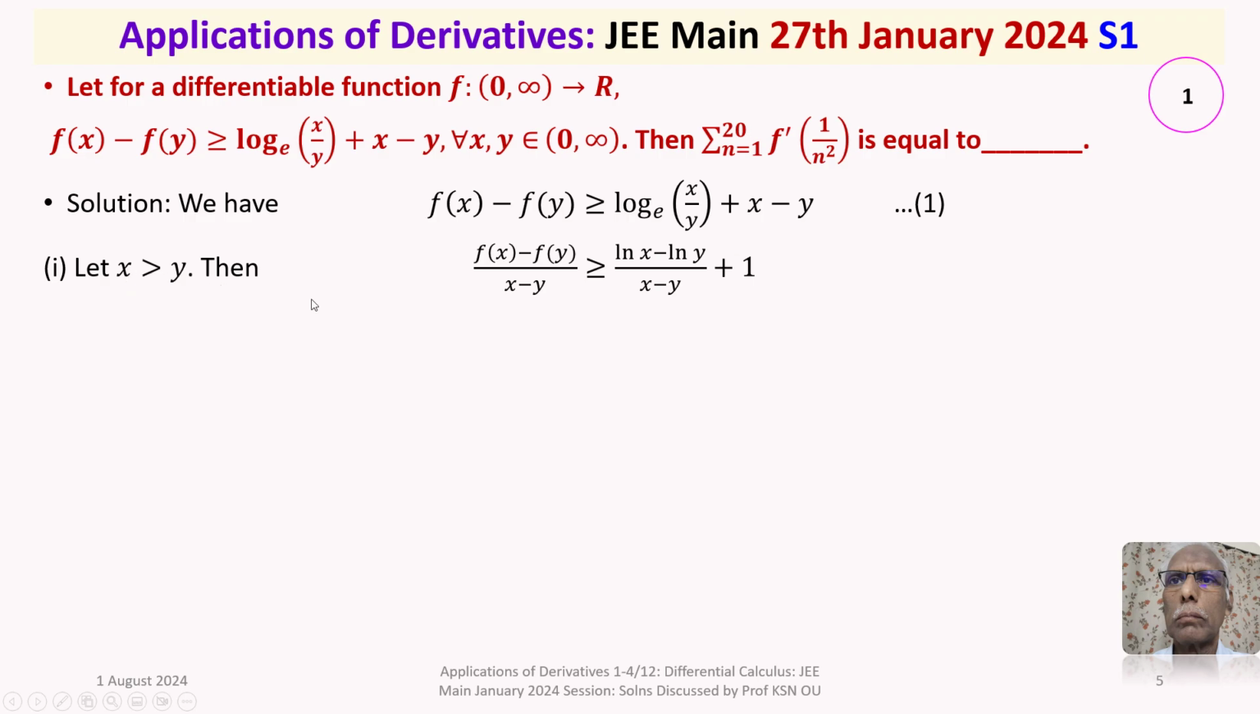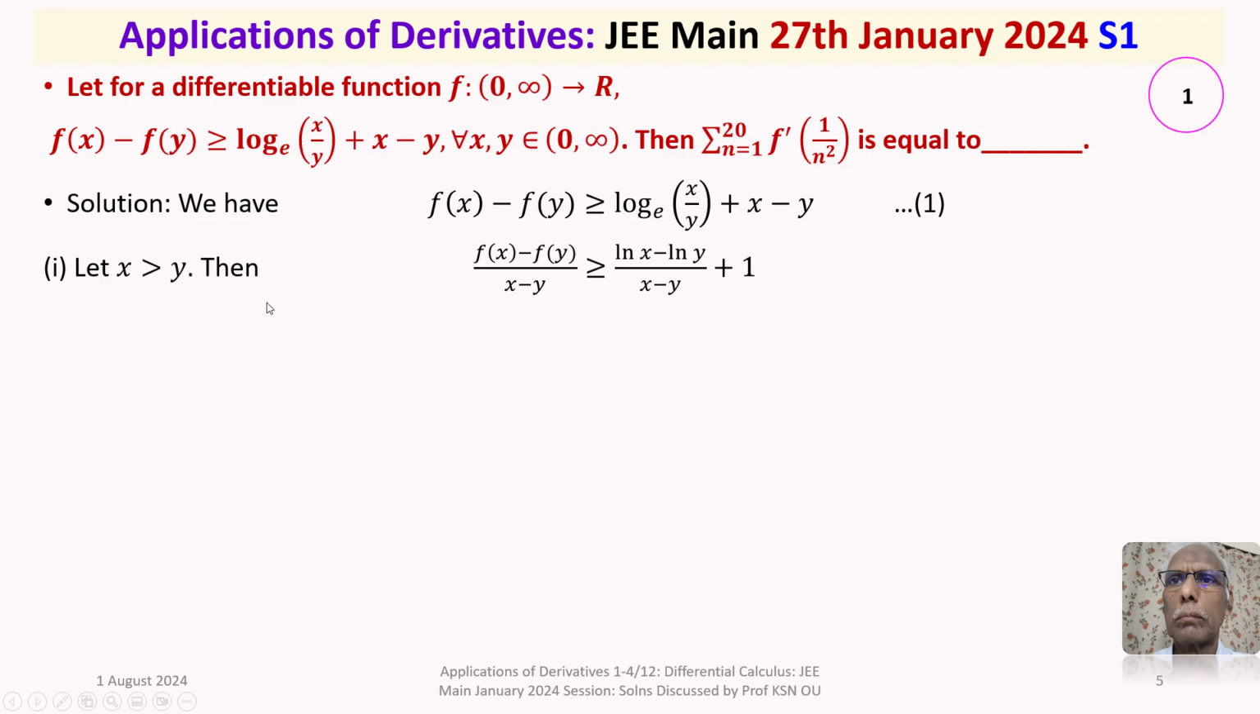Therefore, 1 by x minus y is positive. Therefore, you are multiplying throughout by 1 by x minus y. Then you will get f of x minus f of y by x minus y greater than or equal to the inequality. The inequality does not get disturbed because we are multiplying by a positive quantity, and that is ln of x minus ln of y by x minus y plus x minus y by x minus y, that is 1. Agreed.